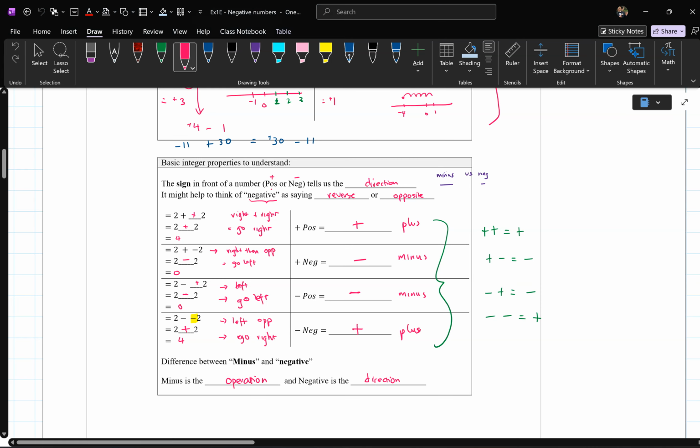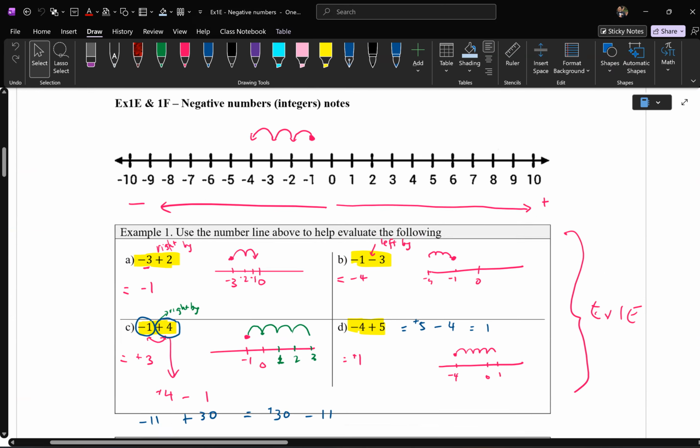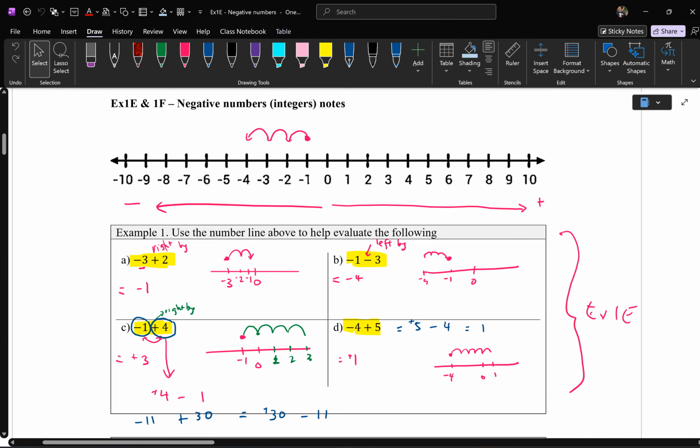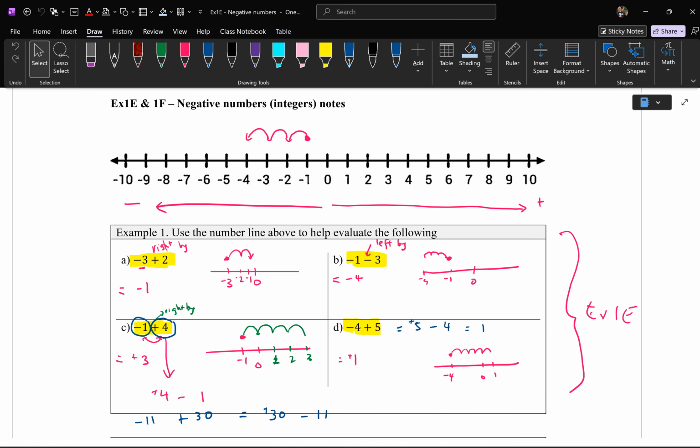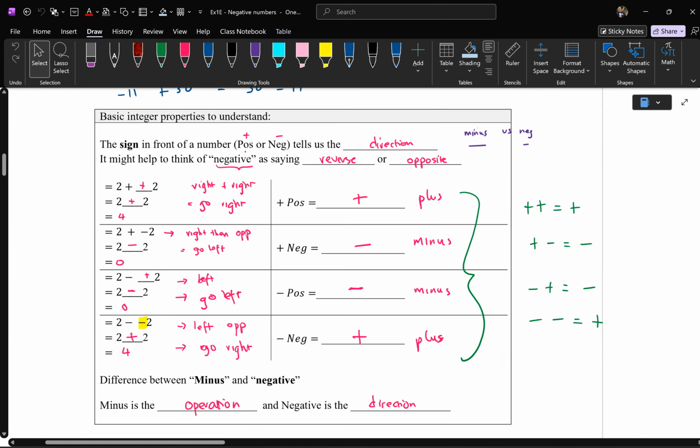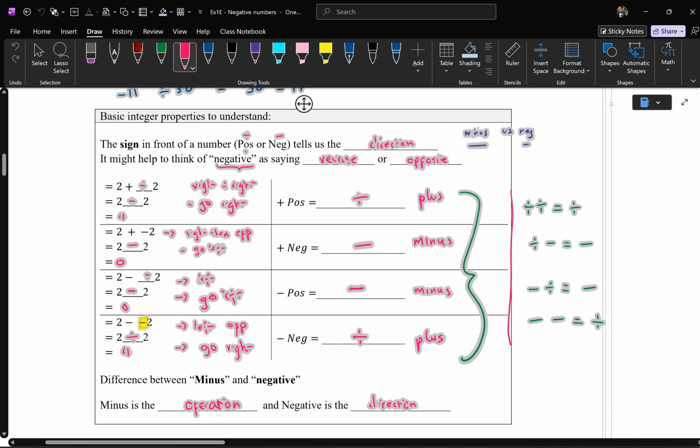Last lesson, we left off after finishing 1E. This first bit is 1E. The 4 examples we did here are exercise 1E. Then I gave you a way to remember the signs.